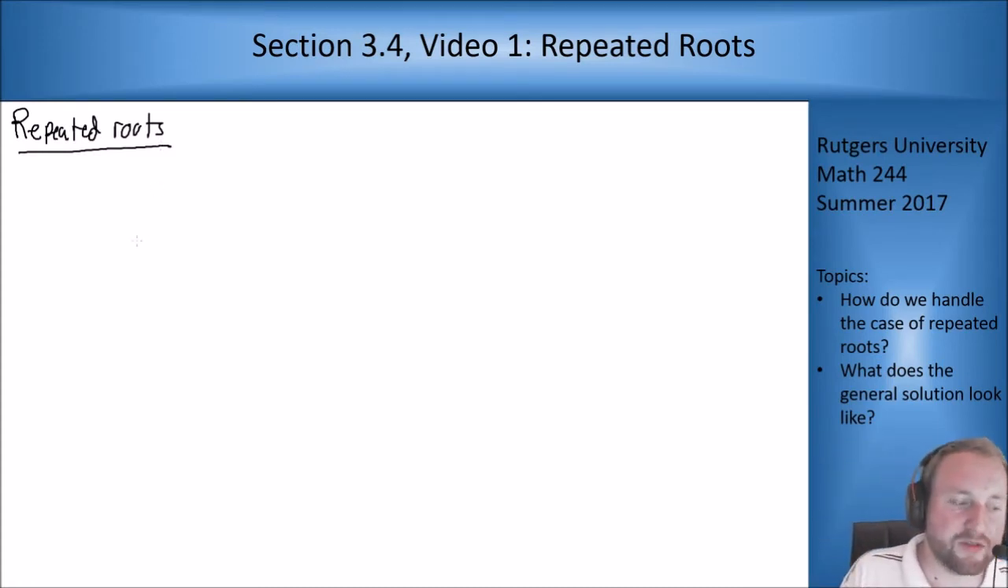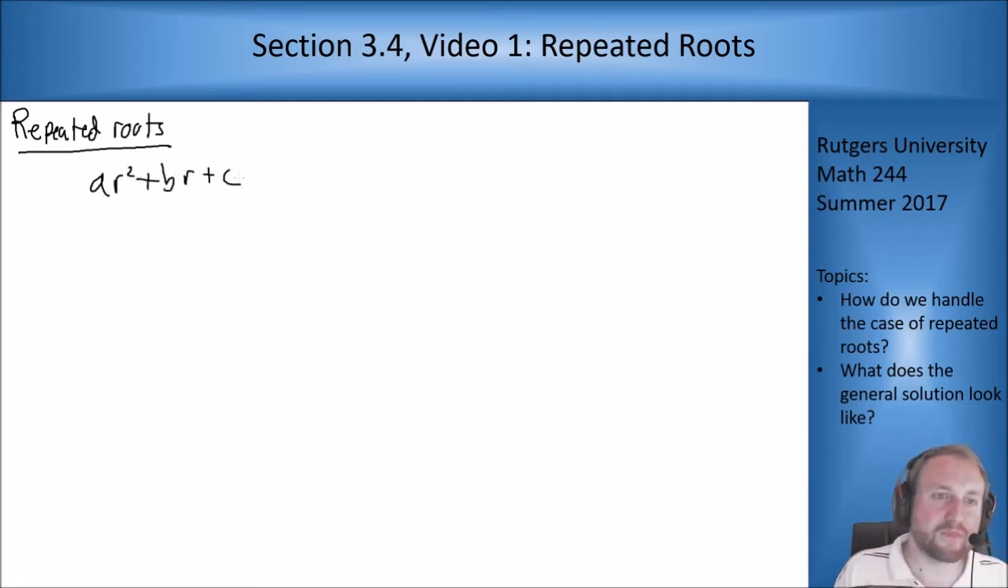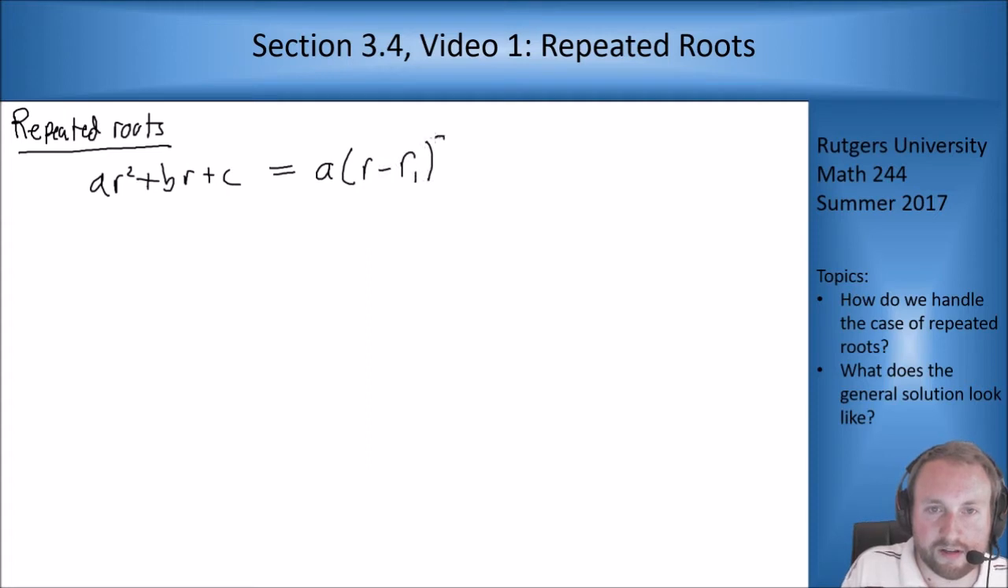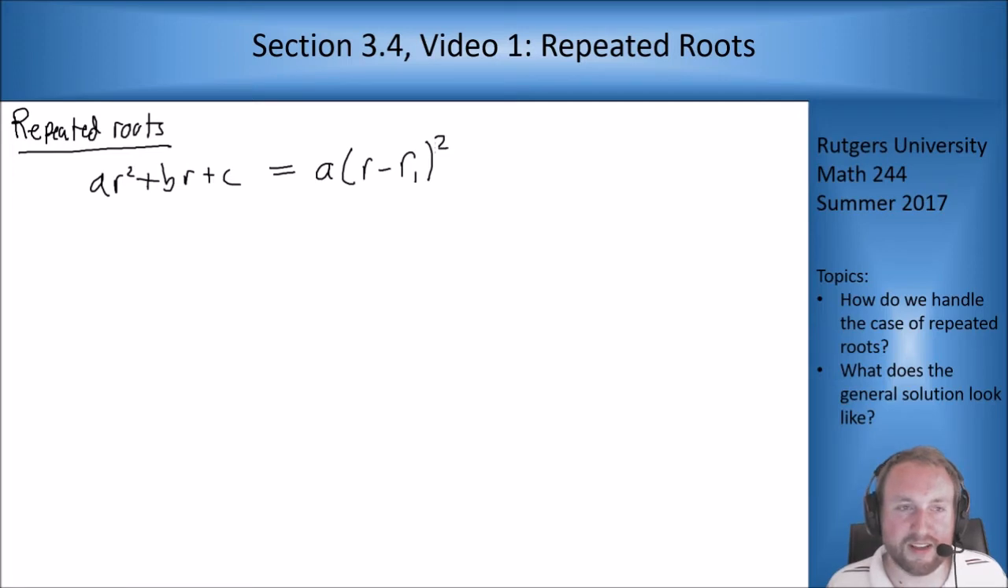We have our characteristic equation, ar squared plus br plus c. Now if we say this has a repeated root at r1, what does that mean? Well, that means that it has a factor of r minus r1, but it has it twice. So if it has a repeated root r1, this is the same thing as a times (r minus r1) squared. For second order equations, this is the only way you can have a repeated root, because it can only have two roots total.